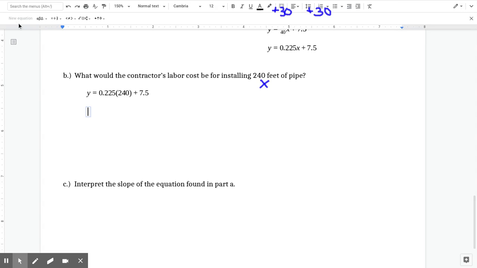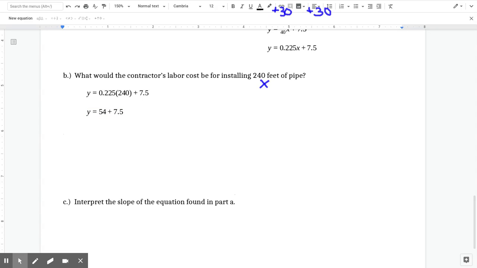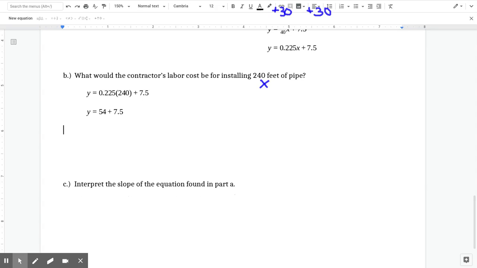Multiply first, add after. So if you multiply, 0.225 times 240 is equal to 54, plus that 7.5. Go ahead and combine those two values, and we get y equals 61.5, which is great.